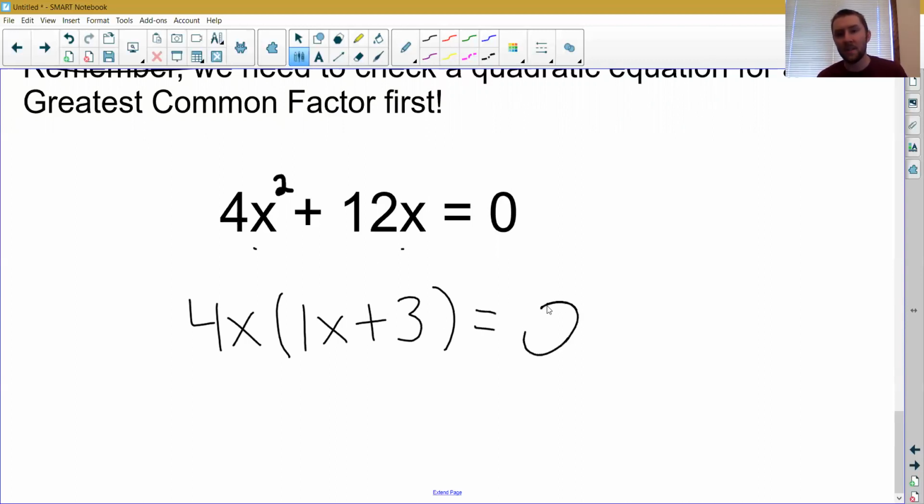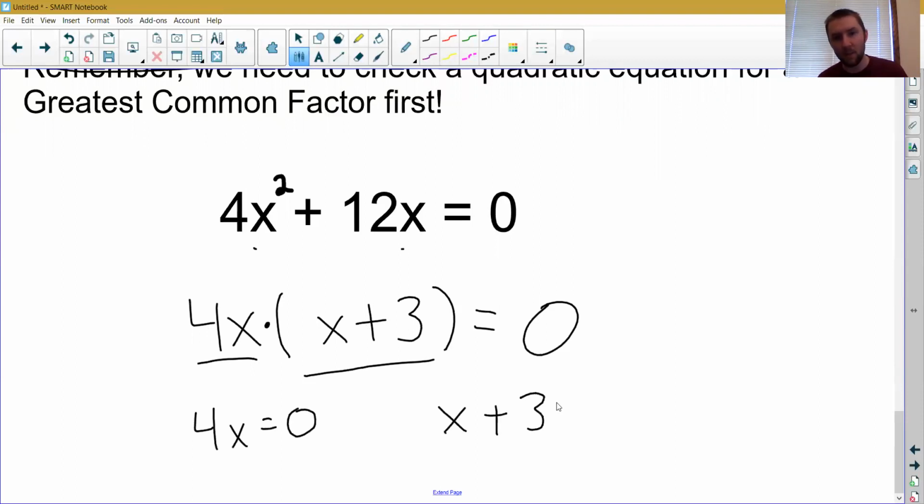And I end up with this factored version, okay? And this factored version really still is two things multiplied together. One of them just happens to not be in parentheses, okay? But my two options now, or my two factors now, are 4x and x plus 3, right? I don't really need the 1 to be here. So I can still do the zero product property because it says equals 0. And I can just set 4x equal to 0. And I can set x plus 3 equal to 0.